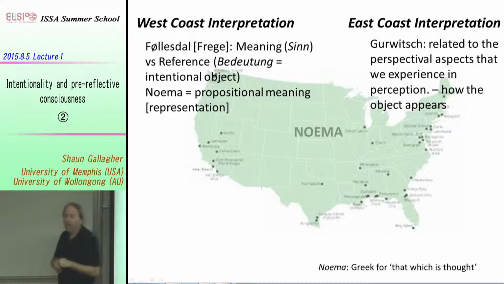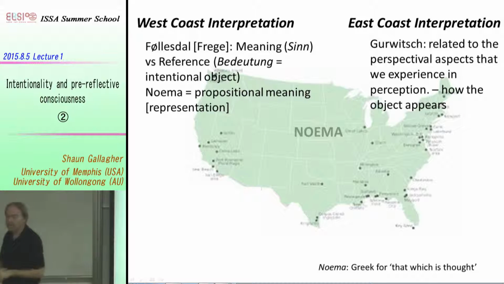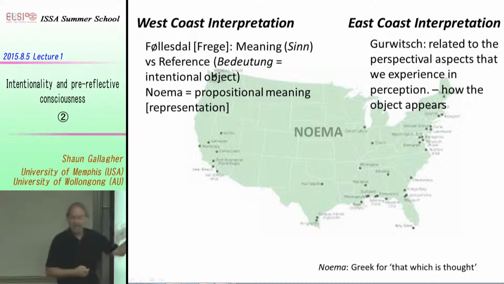On the West Coast, however, you had Føllesdal, who was a fan of another philosopher who was a contemporary of Husserl, named Frege. And Frege made a distinction between meaning and reference, Sinn and Bedeutung in German. So the reference of something, if I'm talking about the apple tree or experiencing the apple tree, the reference involved is the apple tree itself. And the meaning is what that apple tree means to me, what its significance is for me.